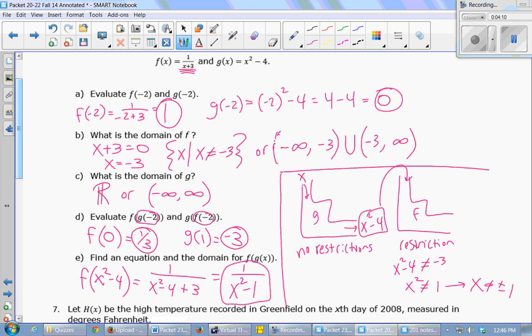So if I start back over here at the very beginning, I can't put a 1 or a negative 1 in there, because if I do, I would get a negative 3 out, and then the f machine would jam. So my domain of the composition is all reals except for plus or minus 1. So I would write that as the set of all x's such that x does not equal positive or negative 1. And you could put that in interval notation if you want.